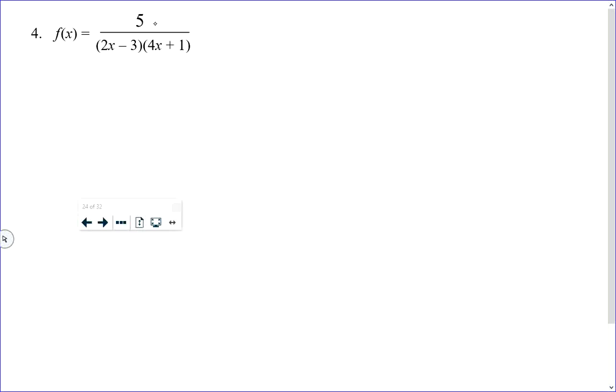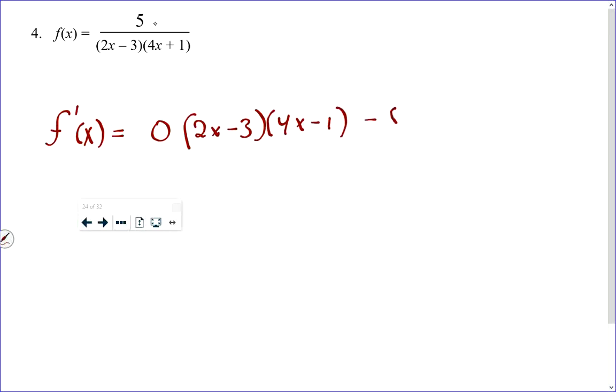So we're going to differentiate this. We're going to use the quotient rule. I'll go with the prime notation this time, even though I don't really care for it. So we are going to take the derivative of the top, but the top is a constant. So the derivative of the top is 0, times the bottom, minus the top, and then we need to multiply by the derivative of the bottom.